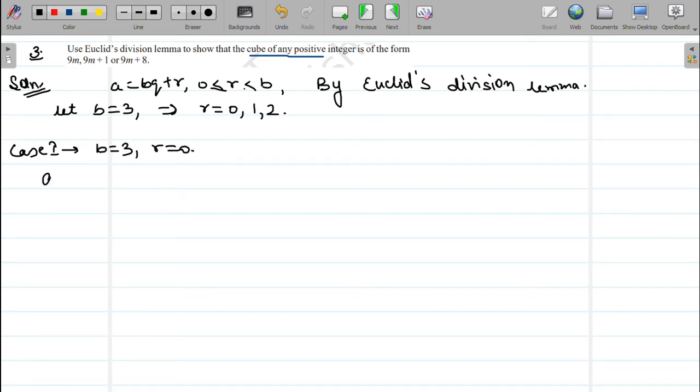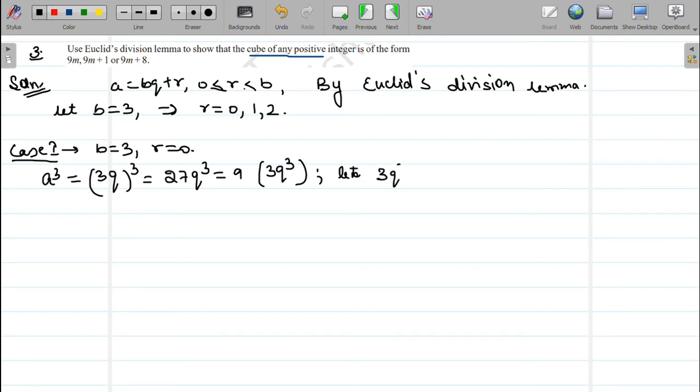So I have to take a cube this time. So a cube will be equal to (3q) whole cube, which will be 27q cube, right? So if I take a 9 common, I will be left with 3q cube here. Let 3q cube be equal to m. So I get this as 9m. This is my first expression.